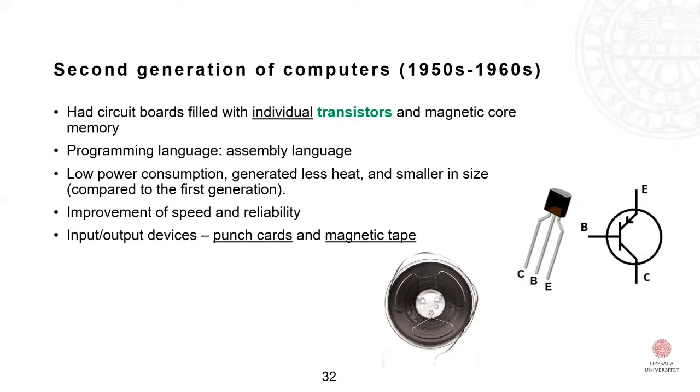The machines in this generation had lower power consumption compared to the previous generation, the 1st generation. And they generated less heat, and they were smaller in size, and they were much faster and much more reliable. So they were best in any aspect you could imagine. And for input-output devices, some of them still used punch cards and some others used magnetic tapes.